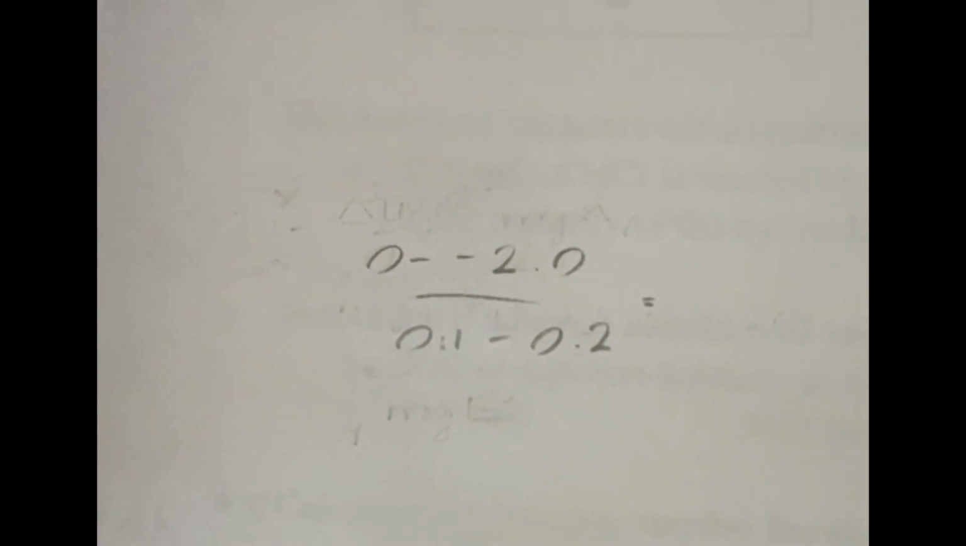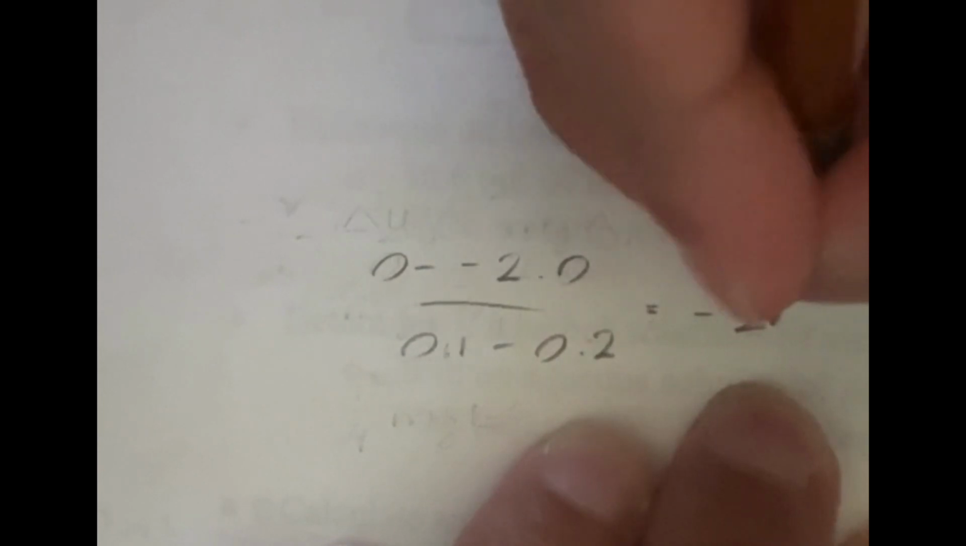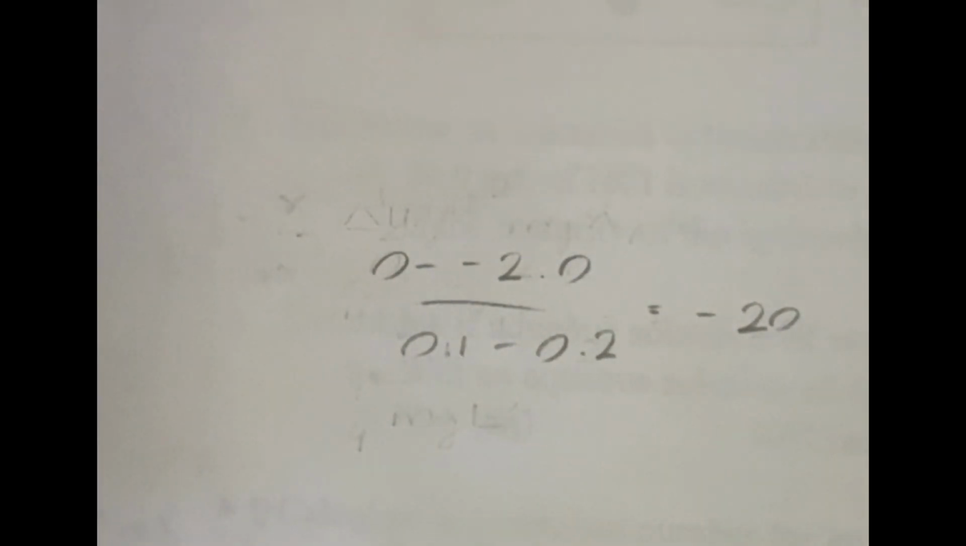So when we calculate that out, we get -20. Now we know that force is equal to the negative derivative of potential energy with respect to position. So the answer is actually going to be just +20.